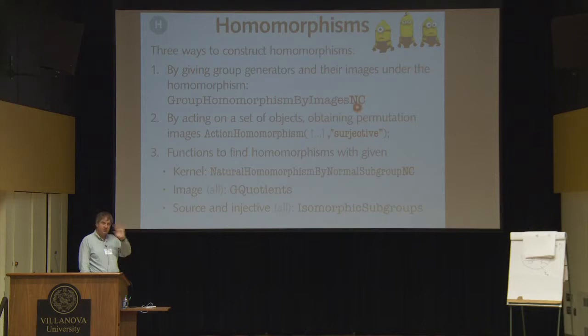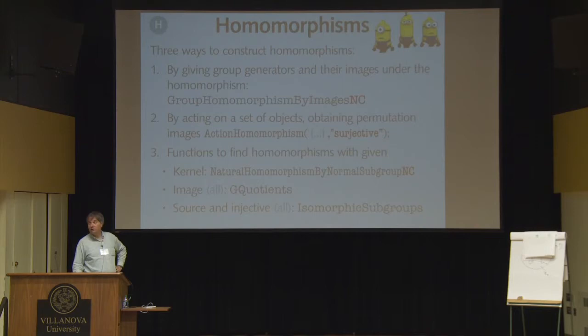be fast. Next, we can take the action on a set of objects. This will give us permutation images, and this is what we call an action homomorphism. By default, an action homomorphism goes into the full symmetric group. Well, if you act on 20,000 objects, you don't want to construct S20,000 just to have somewhere where your images are. You actually just want to take the image group and make this homomorphism surjective, and you can do so by giving the string "surjective" as a last argument. So this is something which is, for larger domains, useful for performance.